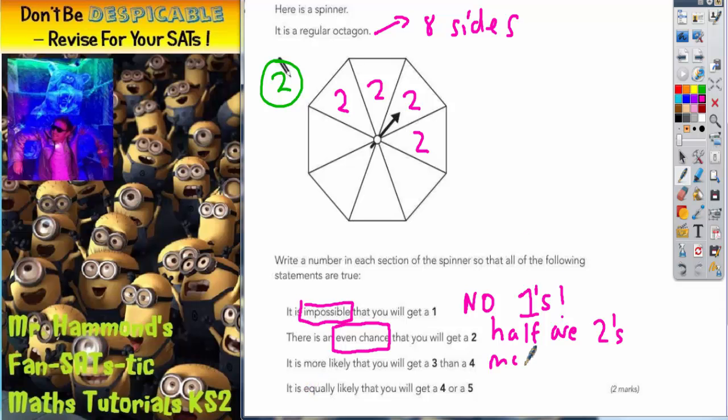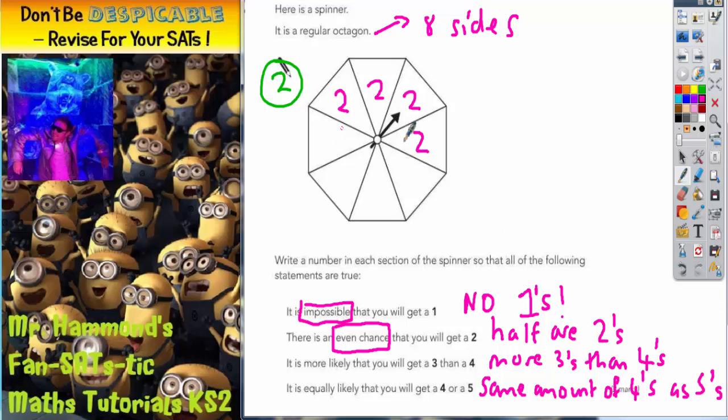so we need more 3s than 4s. But it also says it is equally likely that you'll get a 4 or a 5. So we need the same amount of 4s as 5s. Well, let's put a 4 and a 5 on to begin with. So we've got 1 4 and 1 5. So that bottom statement is taken care of. It's equally likely with 1 4 and 1 5.